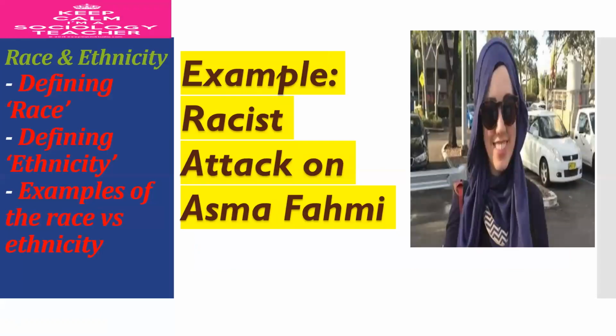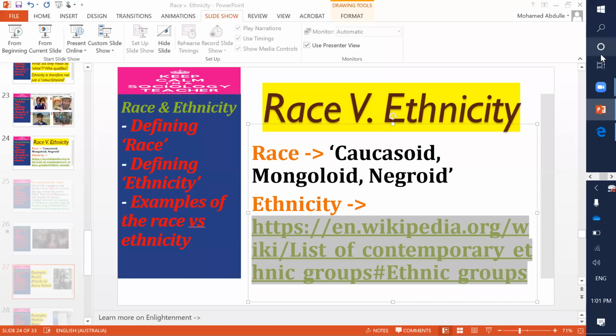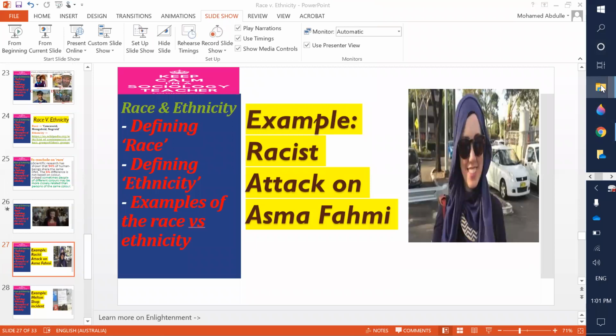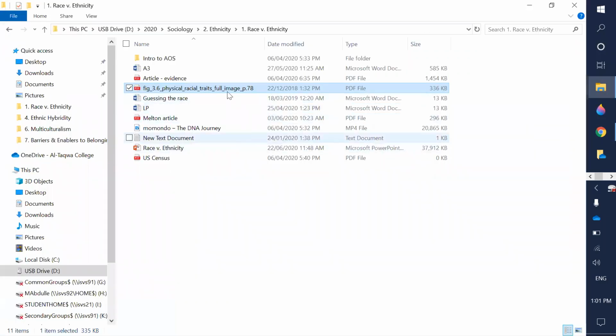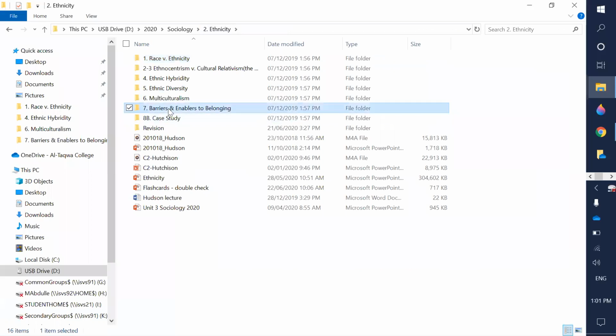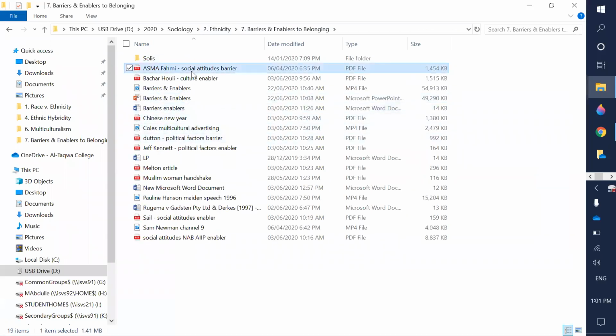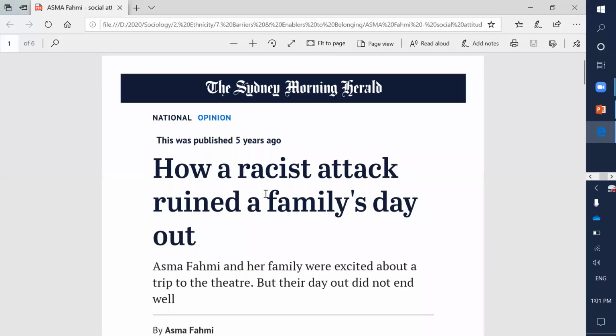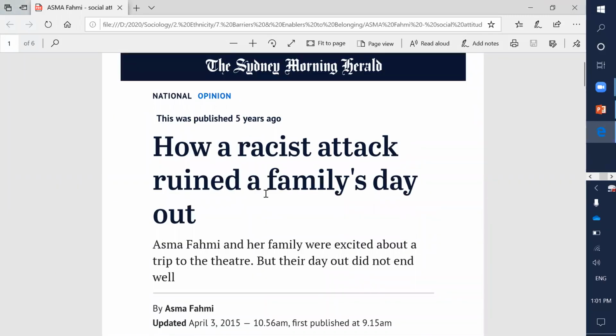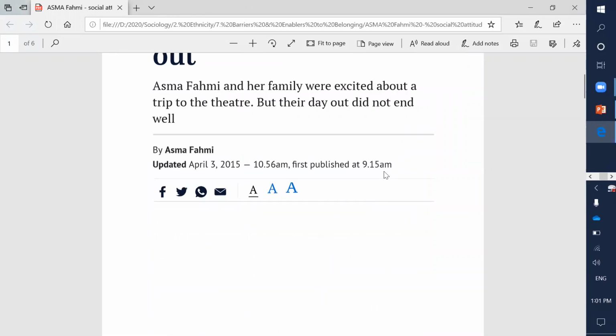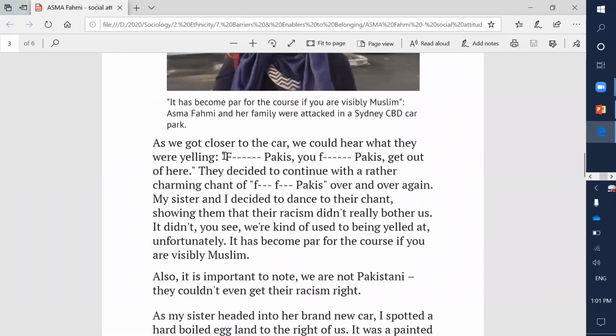All right, so we're going to look at this example here, which is an example of someone using race rather than ethnicity. It's the racist attack on Asma Fahmy. Read that. You've got to find a quote and a source quickly. I've got it somewhere. All right, how a racist attack ruined the family's day out. It's from the Sydney Morning Herald. It's from 2015, okay? That's the source. And you just got to go through this and find the quote. The one I would use is "F you Pakis, get out of here." And she's not even a Paki, she's actually Syrian. So the source is Sydney Morning Herald, 2015. The quote is "F you Pakis, get out of here."